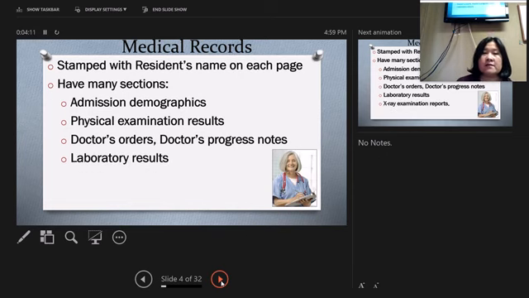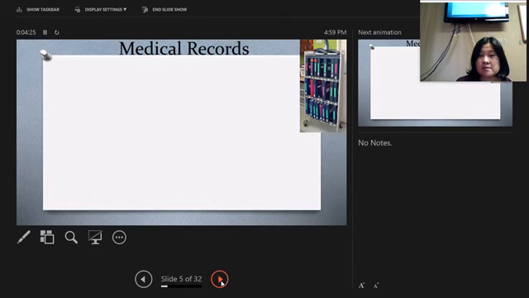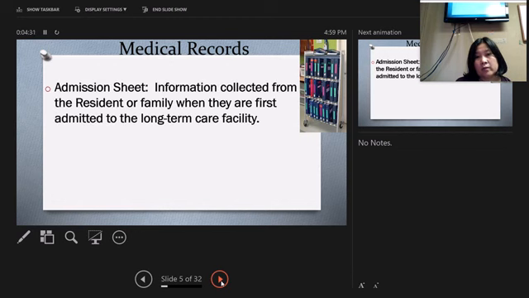The nurse is going to do a physical exam. The doctor is going to write orders and progress notes and order labs, and lab results are going to be on the chart, and x-ray results are going to be on the chart. Their IV therapy, recording their intake and output. It is the CNA's responsibility to write on the I&O sheets. You're documenting their intake and their output. We're going to talk about that in another chapter when we talk about nutrition and output.